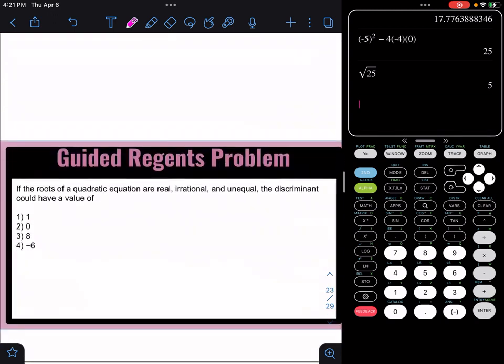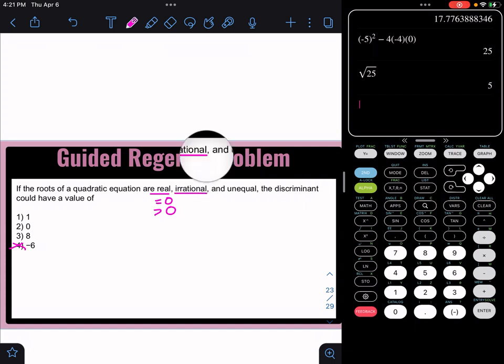Let's look at this next region's problems. The root of a quadratic equation is real. So real means equal to 0 or greater than 0. So it's not going to be choice 4. Irrational means it needs to be a number that the square root of it would be irrational. Well, the square root of 1 is 1, the square root of 0 is 0, and the square root of 8 is a decimal. So it would have to be choice 3. And also because it's unequal, that means the number has to be greater than 0, so it couldn't be 2. And then it's not 1 because the square root of 1 is a rational number.